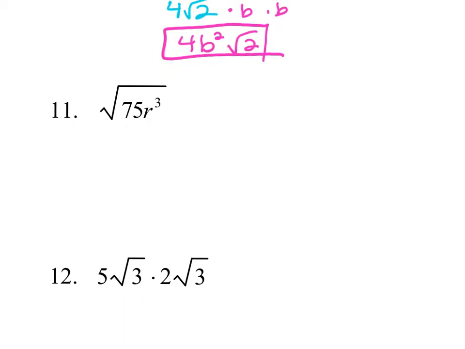All right, so 11, right? 75 I'm going to break down. I'm going to split them up. 75, and then the square root of r to the 3rd. 75 is 3 and 25, which is 5 and 5. So I bring the 5 to the outside.